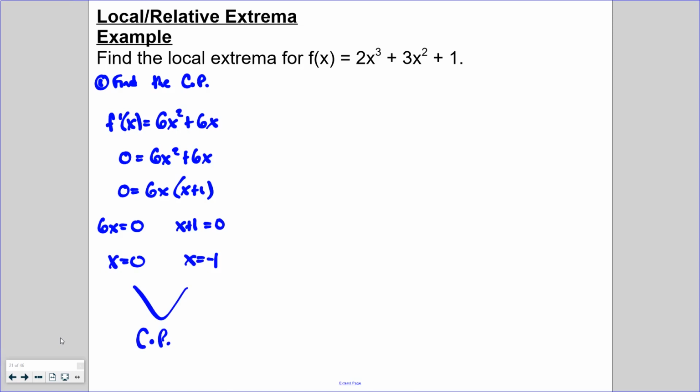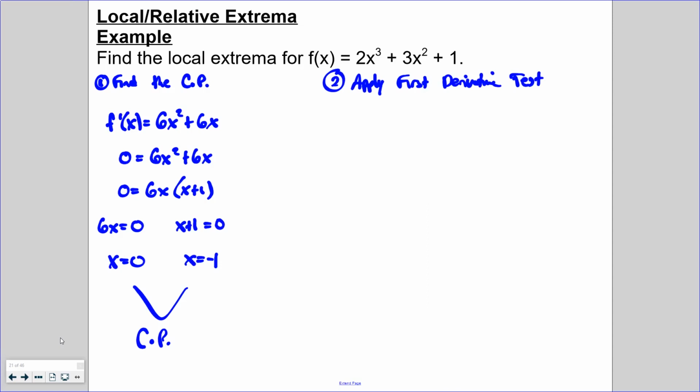So the only place on our graph that can have a local extrema is going to be 0 and negative 1. We just need to determine whether or not local extrema will exist at one or both of those points, and then which one exists where. So in step 2, we want to apply the first derivative test.